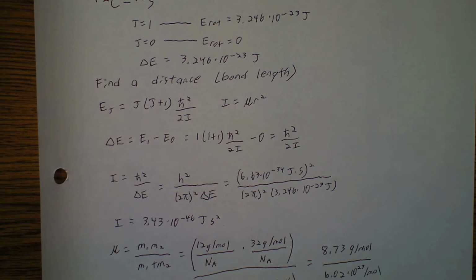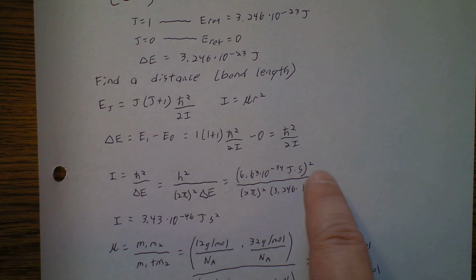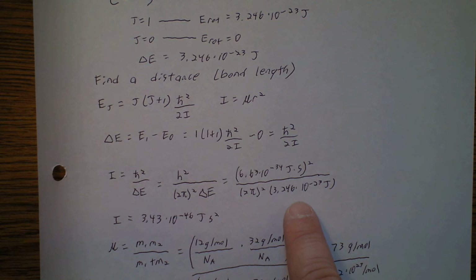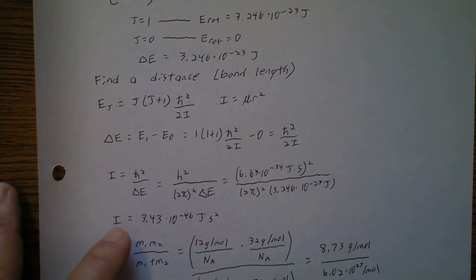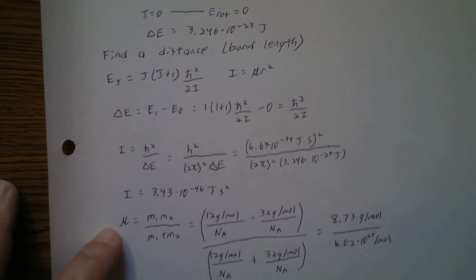Then we put in the actual values. We get 6.63 times 10 to the negative 34 joule seconds squared divided by 2 pi squared times 3.246 times 10 to the negative 23 joules. So for I, we get 3.43 times 10 to the negative 46 joule second squared.